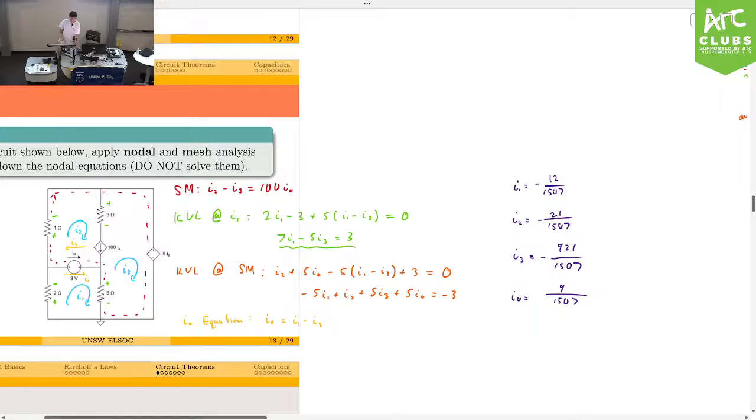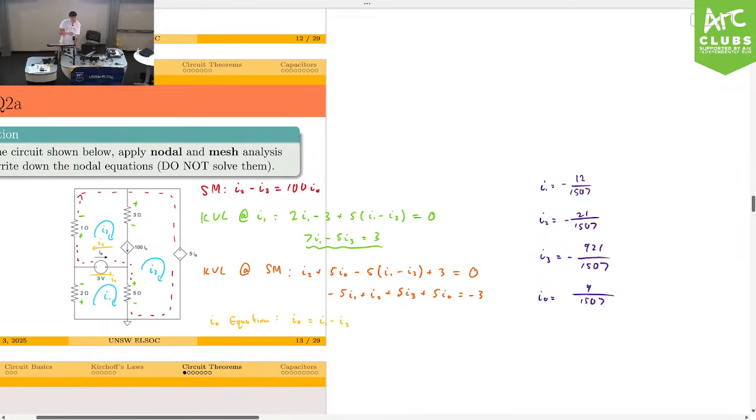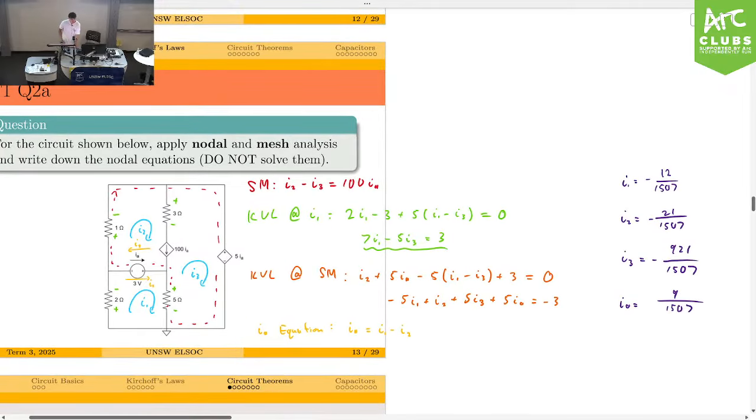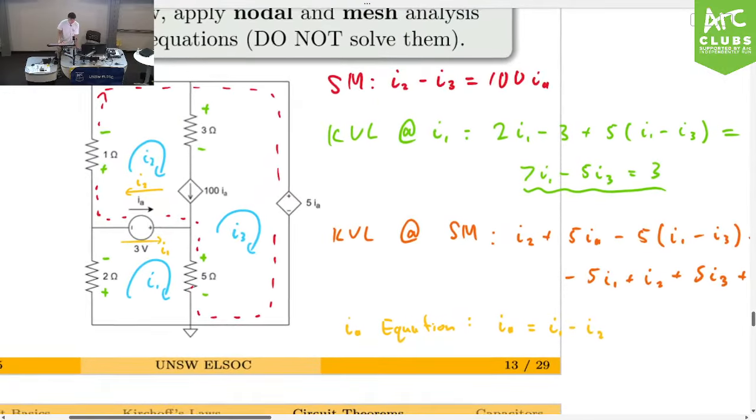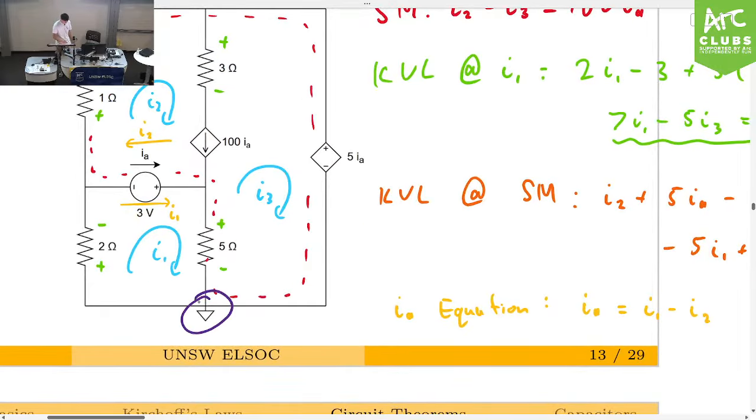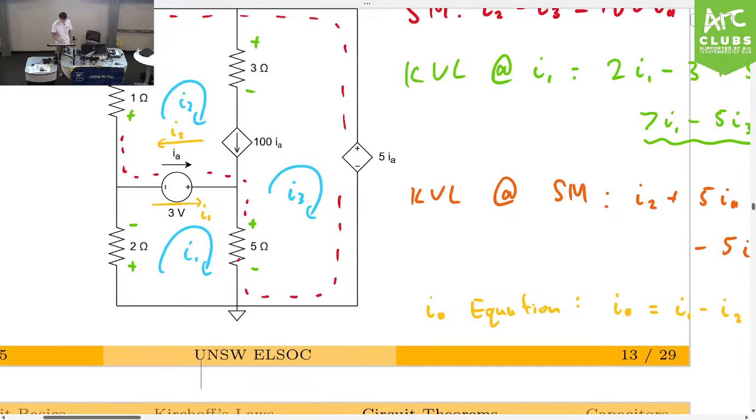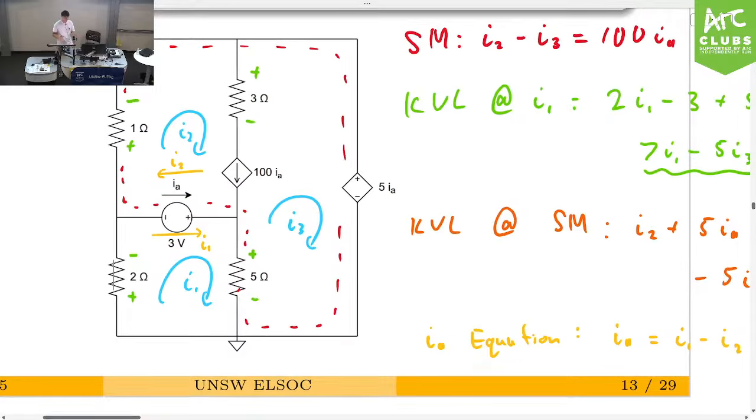All makes sense? Yes. If you can do super mesh analysis, is it always also possible to do super node analysis, or is one usually better than the other? Okay, yeah, so for this question, we have a super node and a super mesh. Because the ground node is over here, we can't really change where that is. So we have to have a super node if we do nodal analysis. If we do mesh analysis, since we have this between two meshes, we have to have a super mesh.